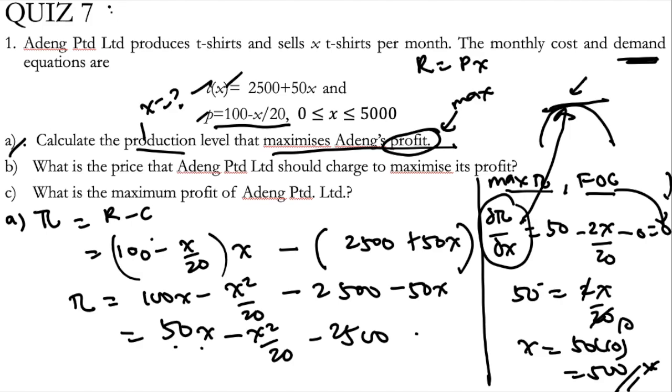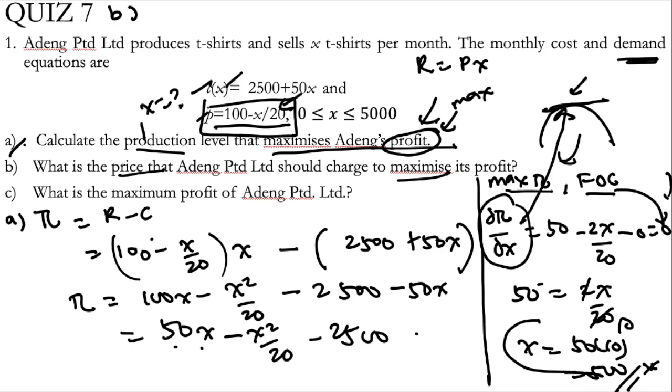I put the answer for question B here. Yeah. What is the price that Arding Private Limited should charge to maximize its profit? So we have maximized profit using this. We have found quantity. We only need to find price. So how to find price? Put the max quantity that maximizes profit, which is x equivalent to 500, back into the price function. This one is the price function. Price function is the demand function. Is it clear? Okay, so to answer B here, we write P equal to 100 minus x over 20, isn't it?